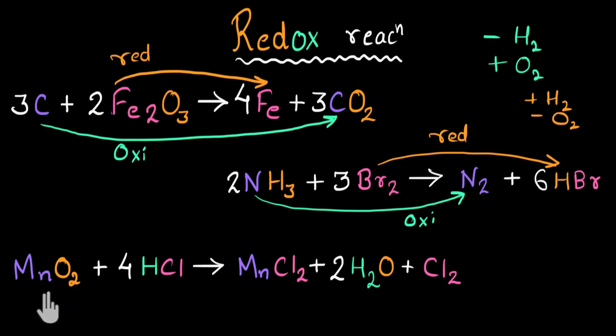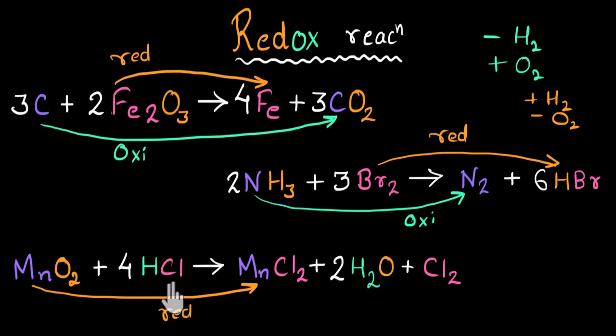Manganese oxide, MnO2, reacts with HCl to give me MnCl2 plus H2O plus Cl2, chlorine. Now see, over here if I focus on manganese, manganese initially was combined with oxygen. But over the course of reaction, I see that manganese has lost its oxygen. So manganese is losing its oxygen, and we know that loss of oxygen is reduction reaction. So manganese is going under reduction reaction.